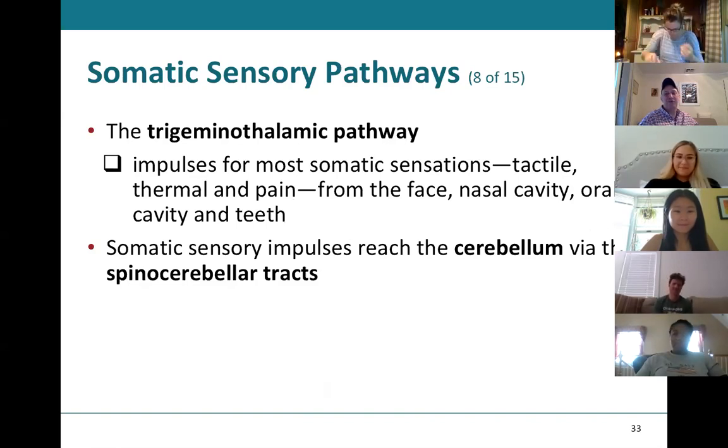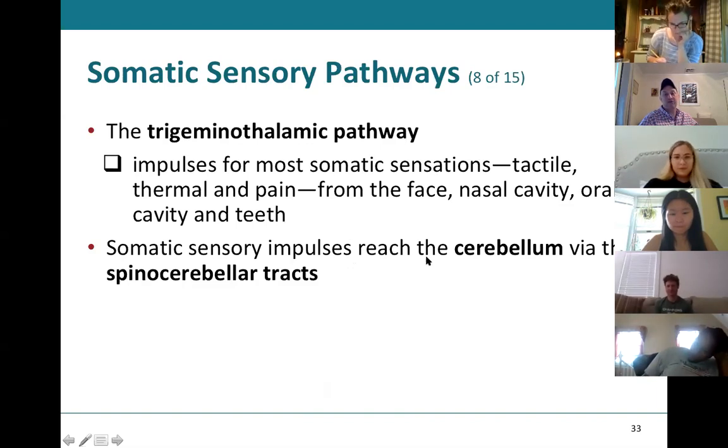Anyway, but the idea, of course, is all of these sensations are traveling on that trigeminal thalamic pathway. And what's interesting is somatic sensory impulses can reach the cerebellum via the spinocerebellar tracts. So you're like, what is going on here?